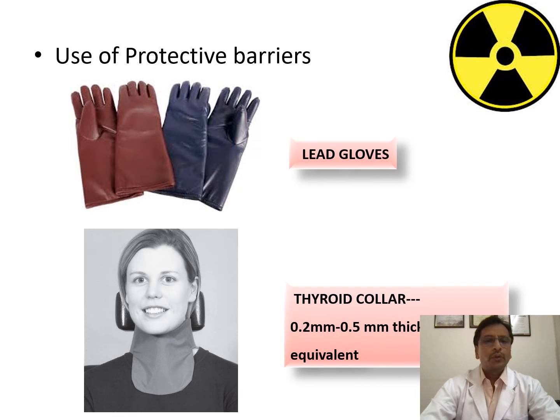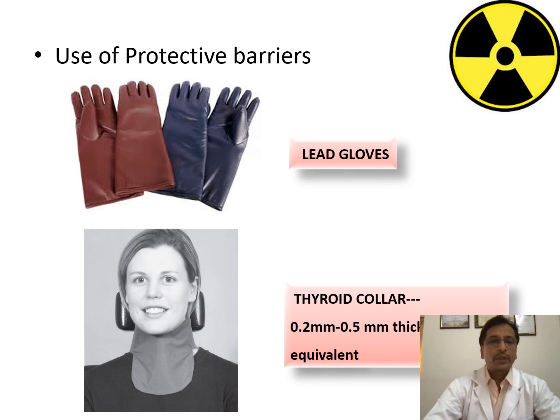One needs to also use the various radiation protection equipment, like lead gloves and thyroid collars. The thyroid collar with a thickness of 0.2 to 0.5 mm of lead is very advisable, especially for young ladies, to avoid the exposure to the thyroid gland, which is the most sensitive part in the head and neck region.